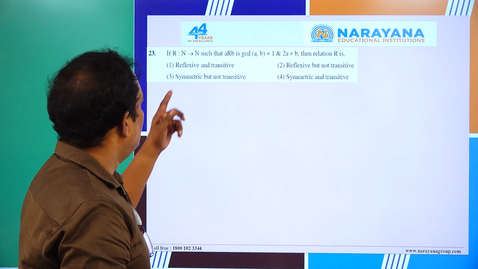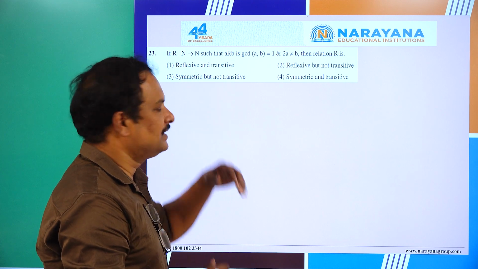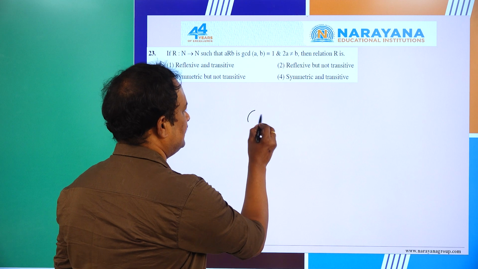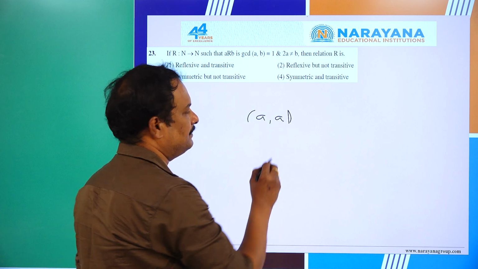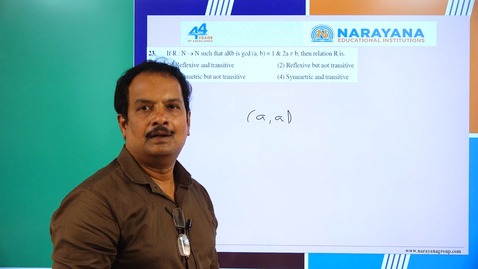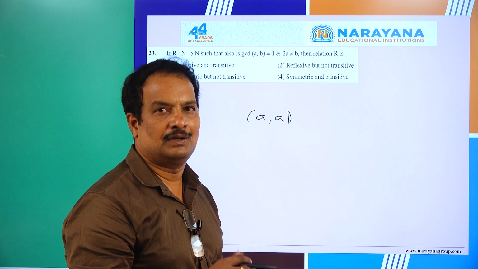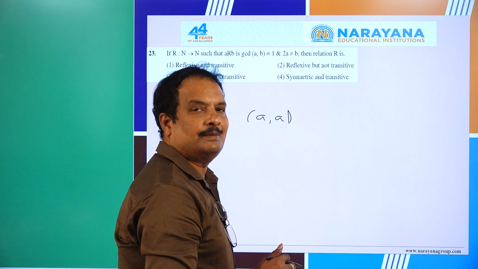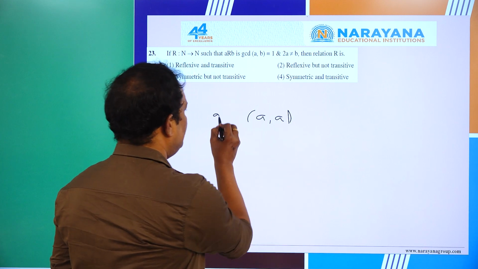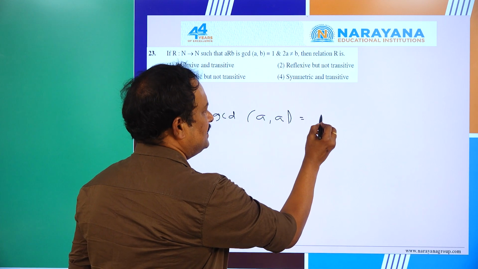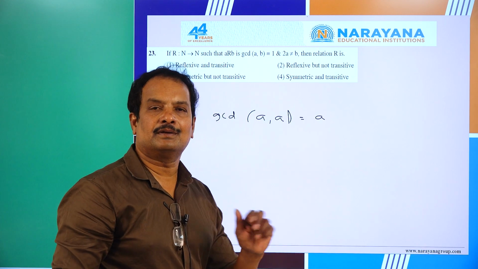First of all, take the reflexive property. According to that one, if I take A and A, the ordered pair of A and A belongs to that relation only when the greatest common divisor of these two is 1. But actually, what is the greatest common divisor of A and A? We are verifying the reflexive property. So GCD of this one is equal to A, but that need not be equal to 1.